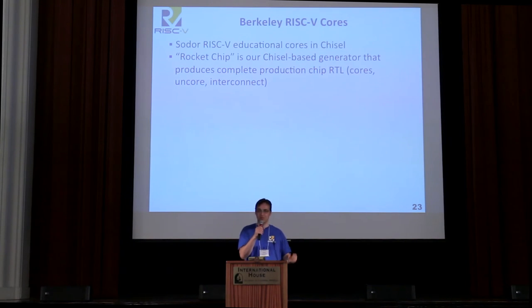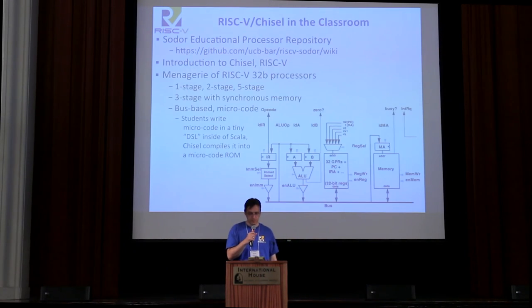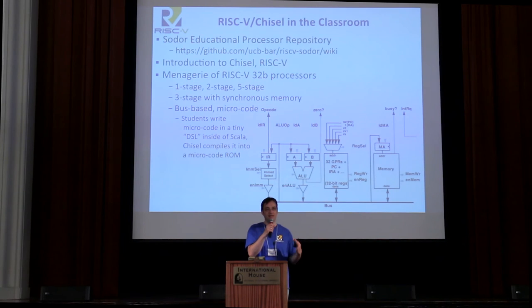Rocket Chip, which is named after George Stephenson's Rocket, is our Chisel-based generator world, in which we develop all the production cores that are meant to be used seriously for an actual design. The Chisel Rocket Chip includes cores, uncore, and interconnect. You'll see a bit more about that in the talk tomorrow morning from Jons on the Z-scale. Just to go over SODOR, it's a bunch of simple cores: one-stage, two-stage, five-stage pipelines, and also a bus-based microcode machine that people can learn microcode from. What's nice is that since you're doing this in Scala, we can write the microcode compiler in Scala as well, in Chisel, and have it automatically build the microcode ROM at the same time as the design. So students can actually learn how to do microcode.